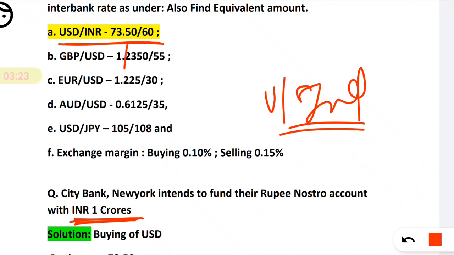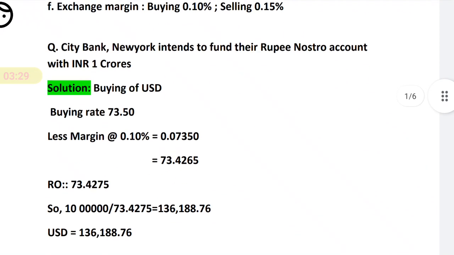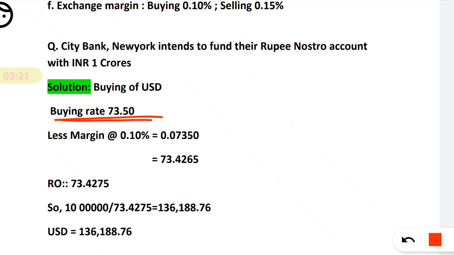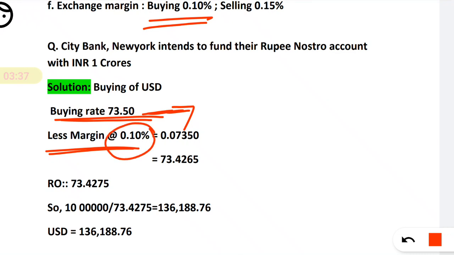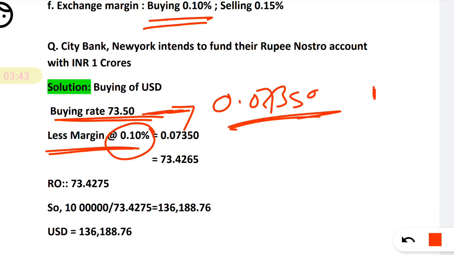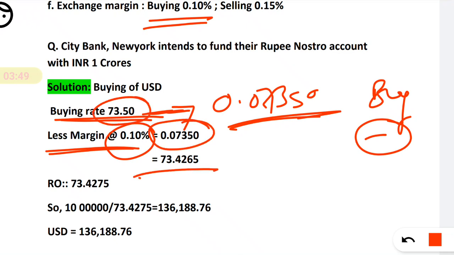USD to INR is 73.50/60. The first rate is the buying rate and the second rate is the selling rate, so we have to take the buying rate, which will be 73.50. What is the margin for buying cases? It is 0.10%. So 73.50, the 0.1% will be 0.07350. As it is a buying case, we have to subtract the margin from this rate, and you will get this rate. So this is your final rate.